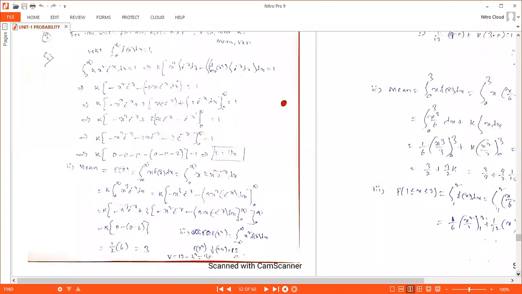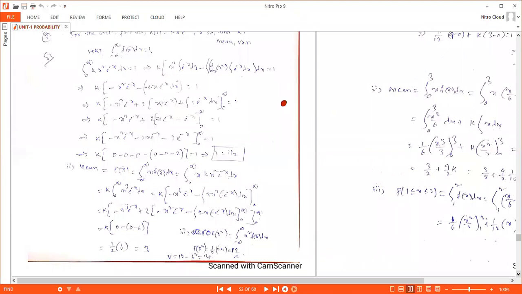Now to calculate variance, the formula for variance is variance of x equal to sigma square equal to expectation of x square minus expectation of x whole square. So first calculate expectation of x square. Formula: integration from minus infinity to infinity of x square f(x).